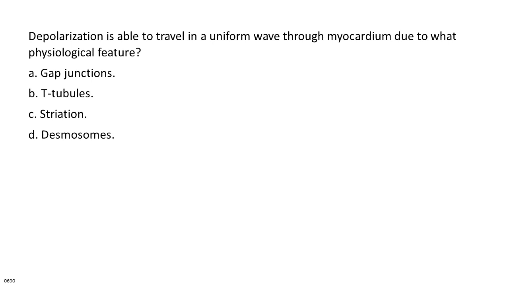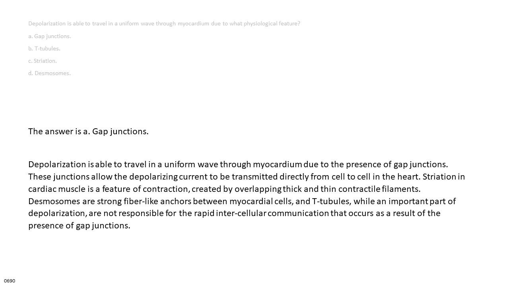Depolarization is able to travel in a uniform wave through myocardium due to what physiological feature? A. Gap junctions. B. T-tubules. C. Striation. D. Desmosomes. The answer is A. Gap junctions.